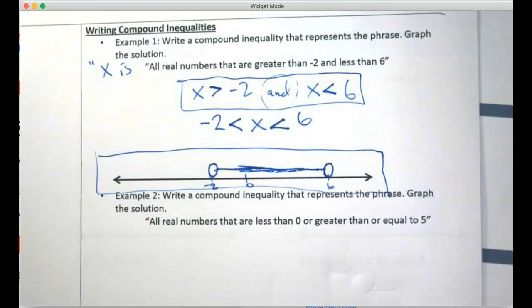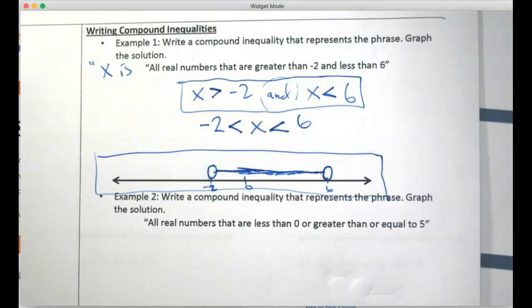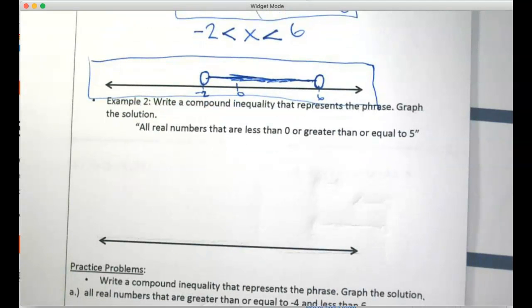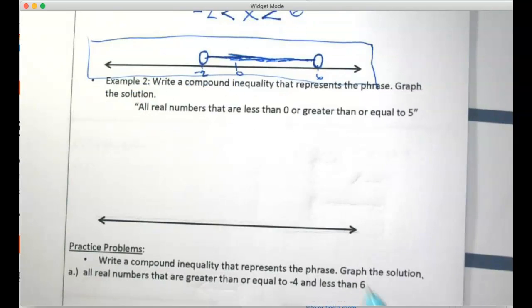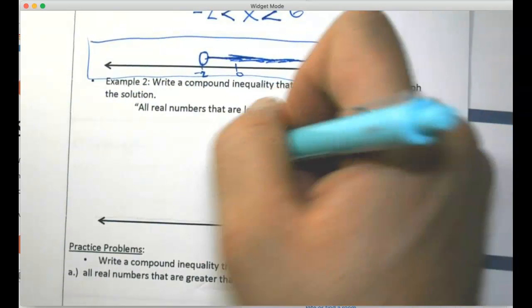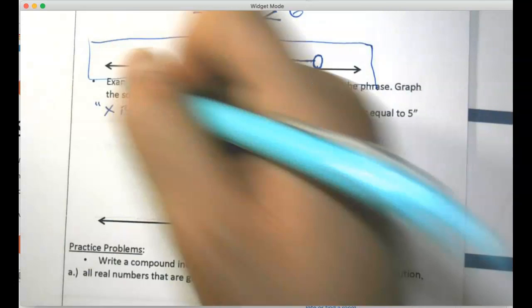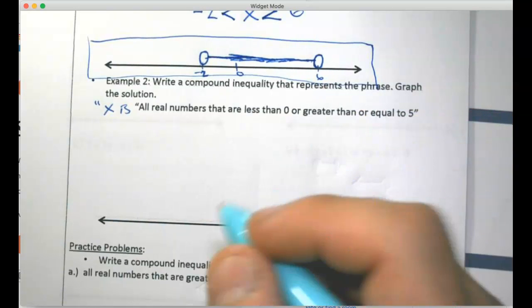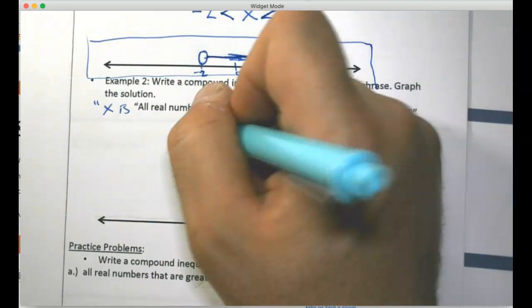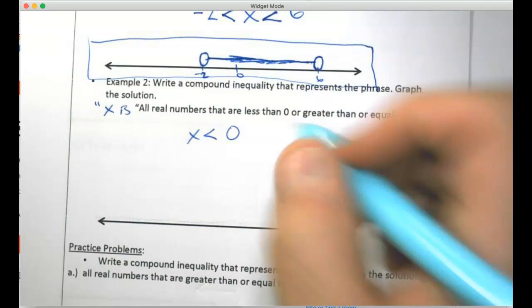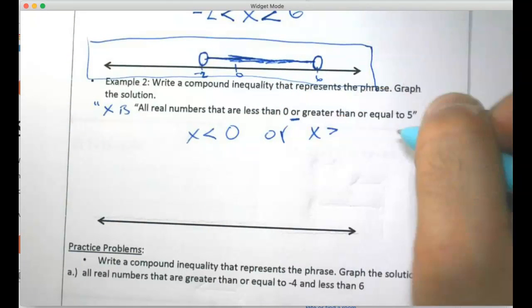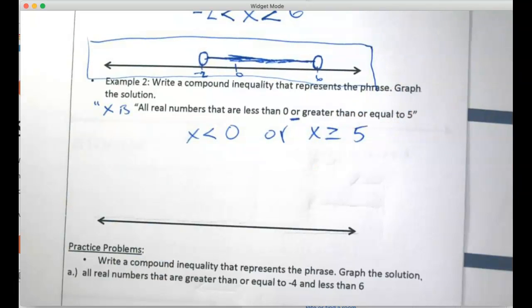And I'm going to keep moving along here, guys. Next one, example 2, write a compound inequality that represents the phrase, graph the solution. So your compound inequality can simply be, like I said, two separate parts, and this could say x is all real numbers that are less than 0 or greater than or equal to 5. So again, x is less than 0, or, right, I hear this word or, x is also greater than or equal to 5. So there's that.